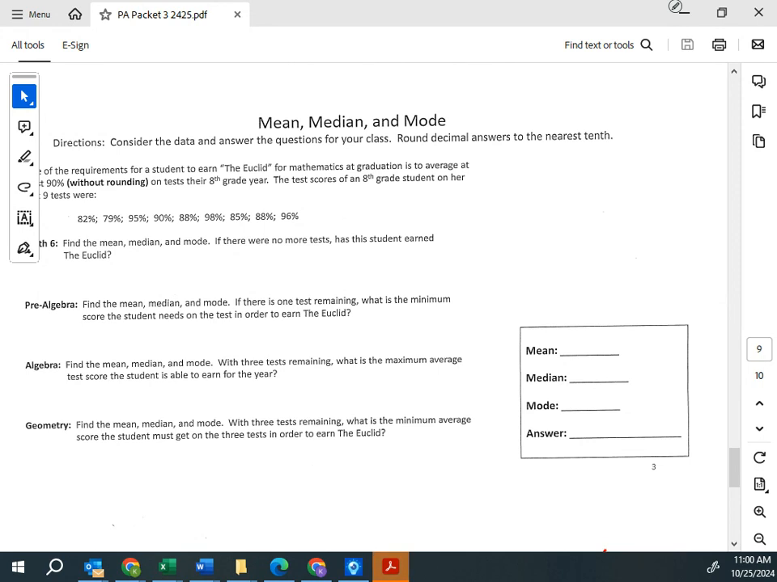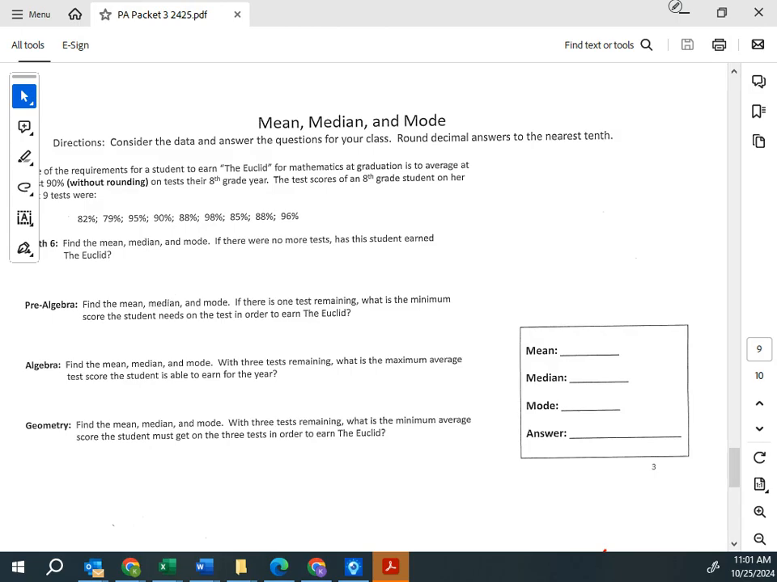So, in 8th grade, Mr. Schultz has the Euclid Award. And this is a real thing. Rosa tried valiantly to get the Euclid Award, and she missed it by one test. She was very disappointed. So the Euclid Award is for mathematics at graduation. You average all of your test grades of the 8th grade year. Your average is at least 90% without rounding. So you have to be at 90 point something by the end of the year.